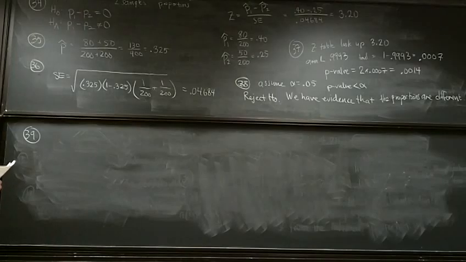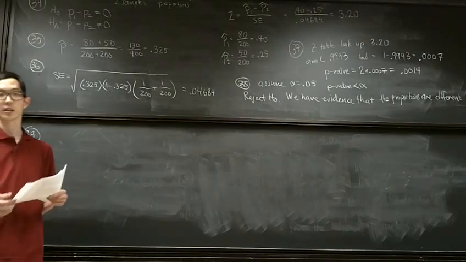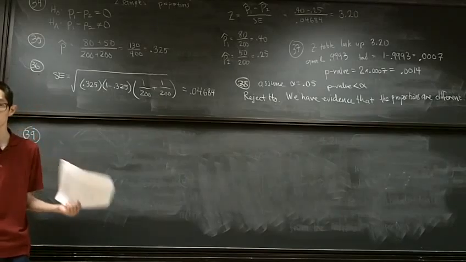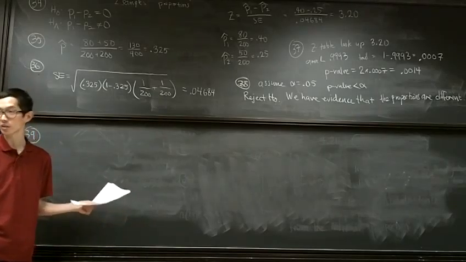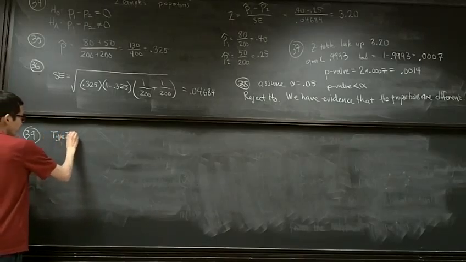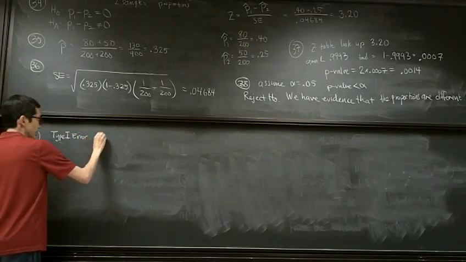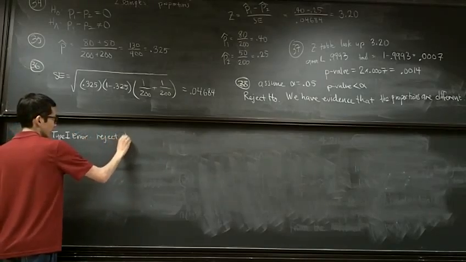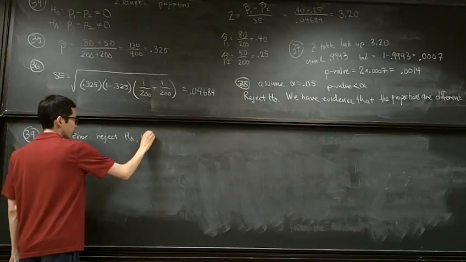In the context of this problem, what does it mean to commit a type 1 error? A type 1 error is we've rejected the null, but the null is true. So just a refresher, this is not the answer, this is just the definition of type 1 error: we've rejected the null, but the null is true.